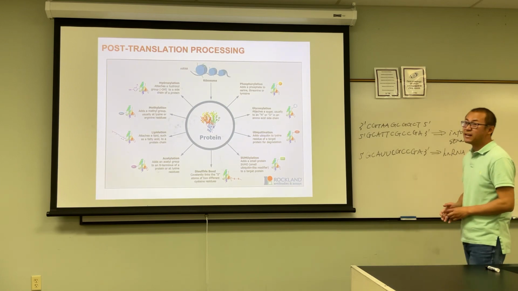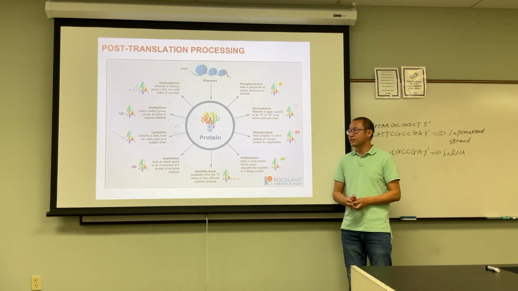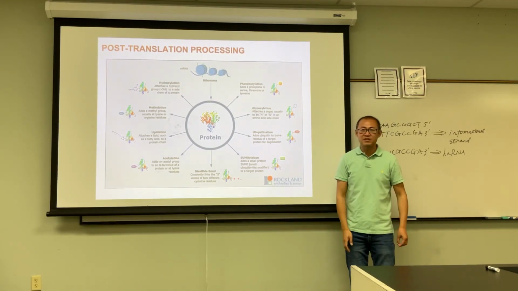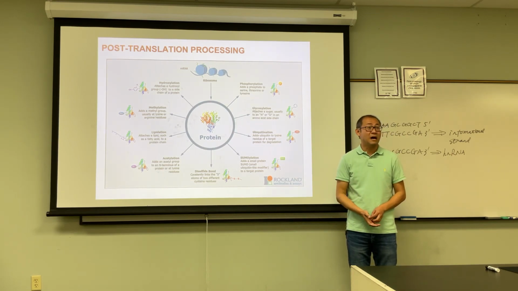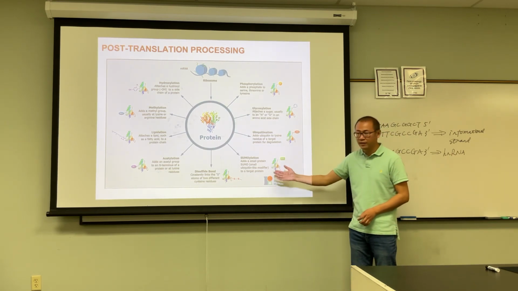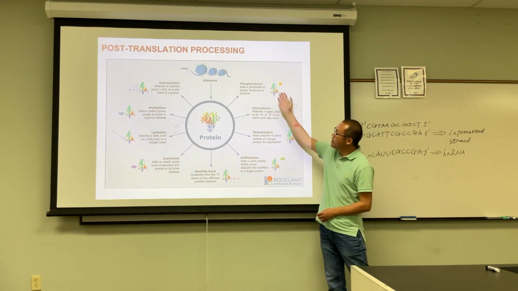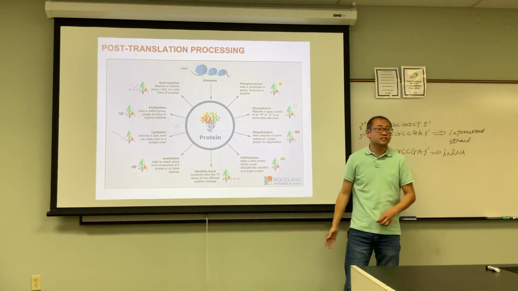Finally, after the protein is made from translation, we have a lot of things that can be done on that protein, called post-translational modification. We can put a phosphate on it, we can put a metal on it, we can put a sugar on it, we can put another protein, hydration or methylation. We can put a lot of things on the protein.